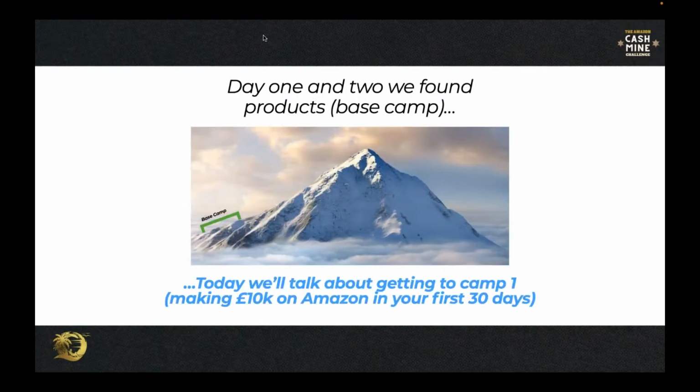Okay, so day 1 and day 2, we found products. We were doing product research, we found a list of products, and then day 2, we used money filters to just look through that list. So that was kind of base camp. Let's say the goal that you typed in on Monday's session, when we talked about the reason you want to sell on Amazon, probably the thing you typed in a post on Facebook as well. If that goal is a mountain, researching products is base camp. Today we're going to talk about getting to camp 1, which is a little bit up the mountain, and that is making £10,000 on Amazon in your first 30 days.